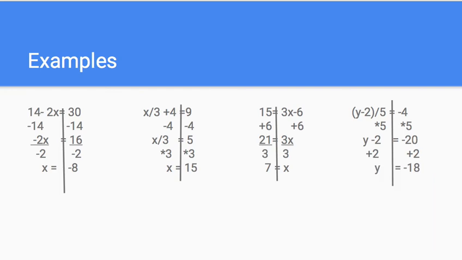And if I check this, negative 18 minus 2 is negative 20. Negative 20 divided by 5 is negative 4. So I've solved it correctly.